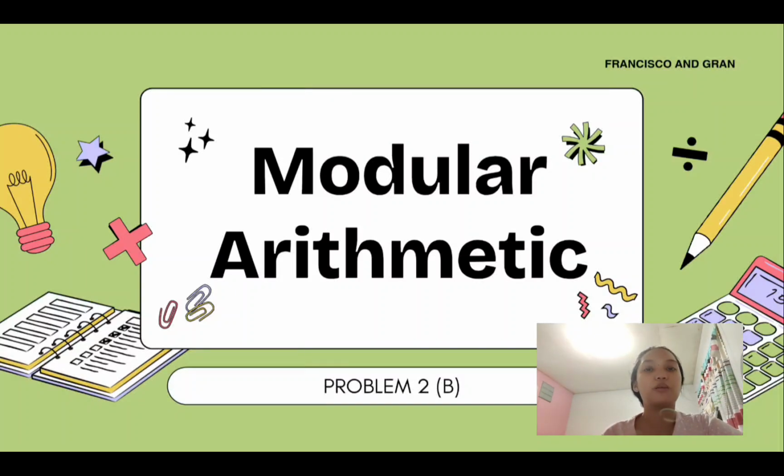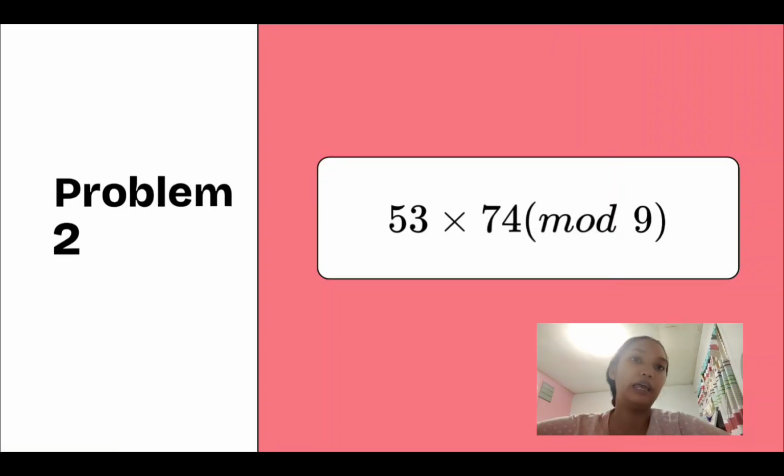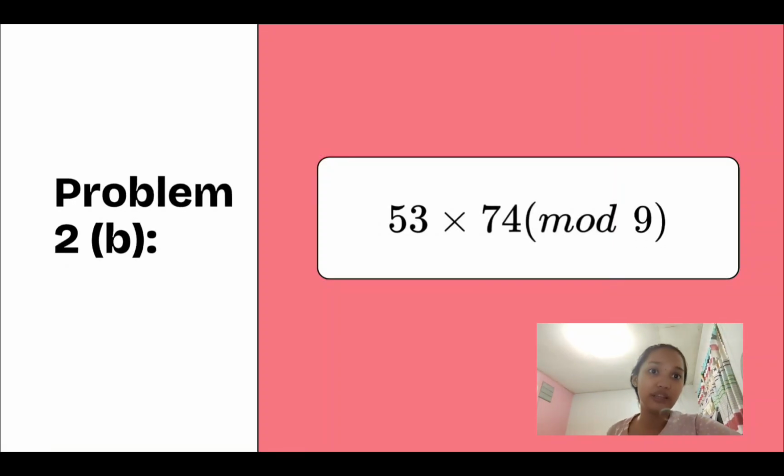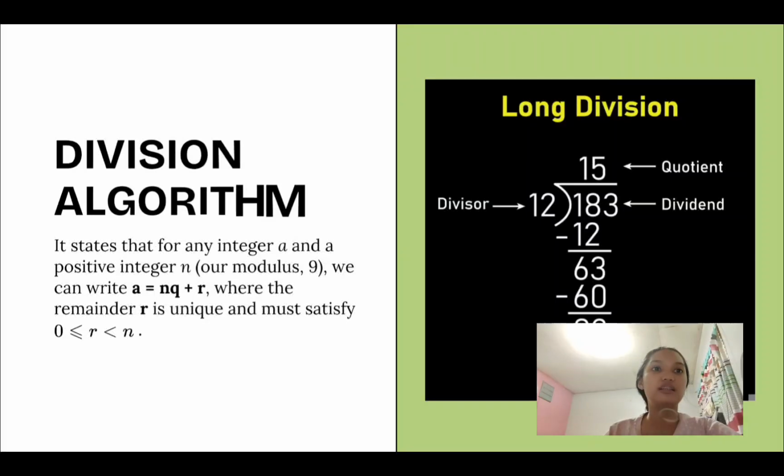Today we are solving problem 2b, finding 53 times 74 mod 9. We'll solve this using two key ideas from number theory. First, the division algorithm. This is the fundamental rule that governs division.